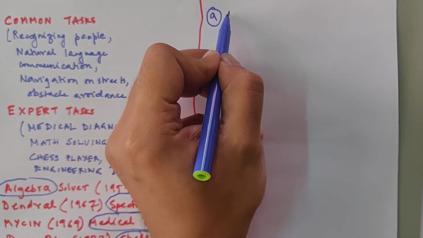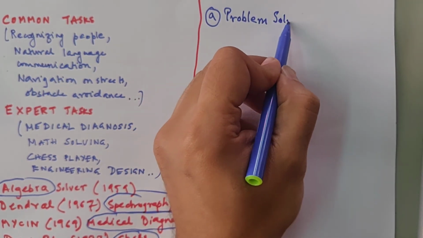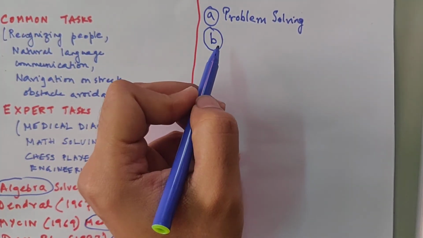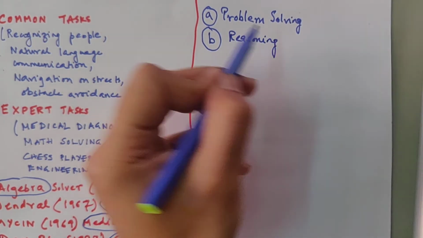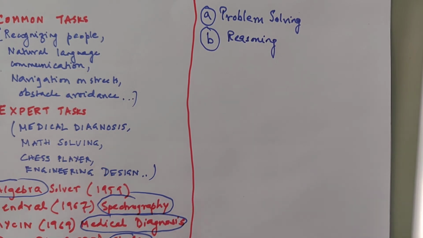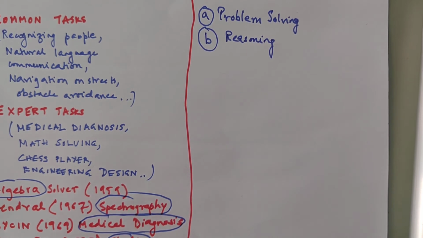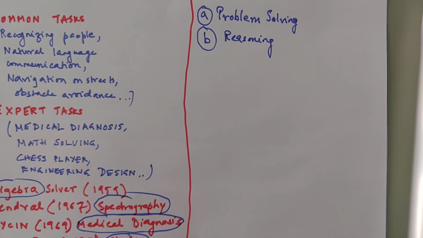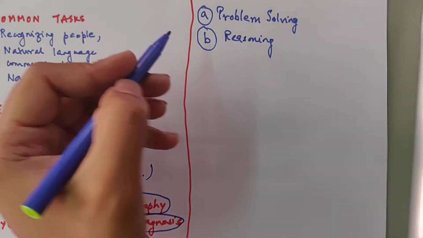We have to do problem solving. Different types of problems can be there, we will see. We have to do reasoning. Reasoning is a thing which we do continuously within our head. We get some information from the real world, and then we use our reasoning abilities, our logical abilities, to infer some new information and use it for our own good, to our advantage. So reasoning.